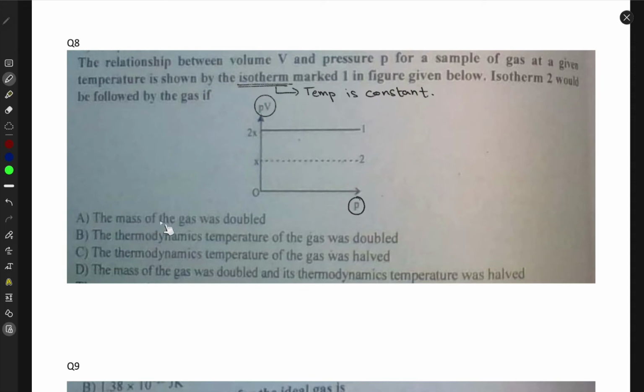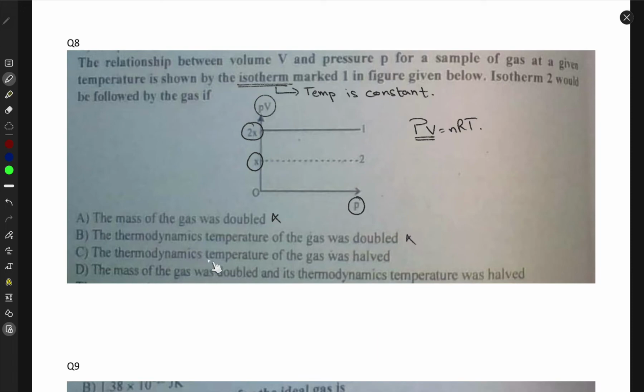So the first option says the mass of the gas is doubled. Note that we know PV is equal to nRT. If I double the mass, then the product PV should also double. But you can clearly see that it's not doubling, it's actually coming to half of its value. You can see it's 2x here and x here, so it has decreased by half. So that's not working. Next, the thermodynamic temperature of the gas was doubled. Again, if you double the temperature, PV should double, right? So that's not going to work.